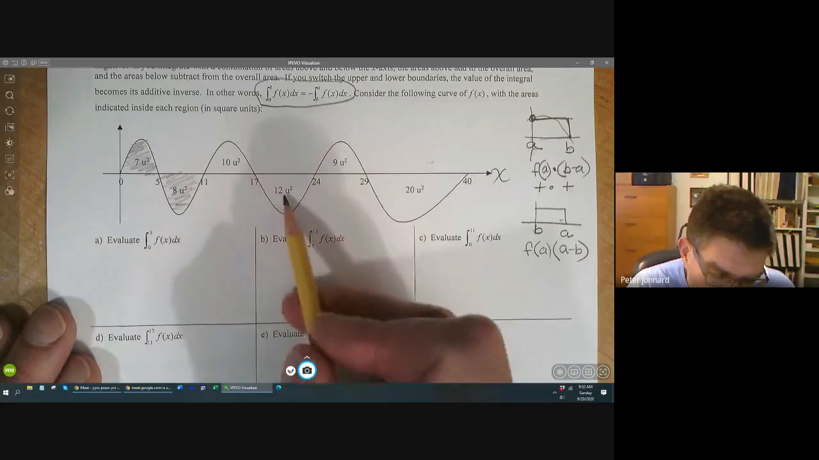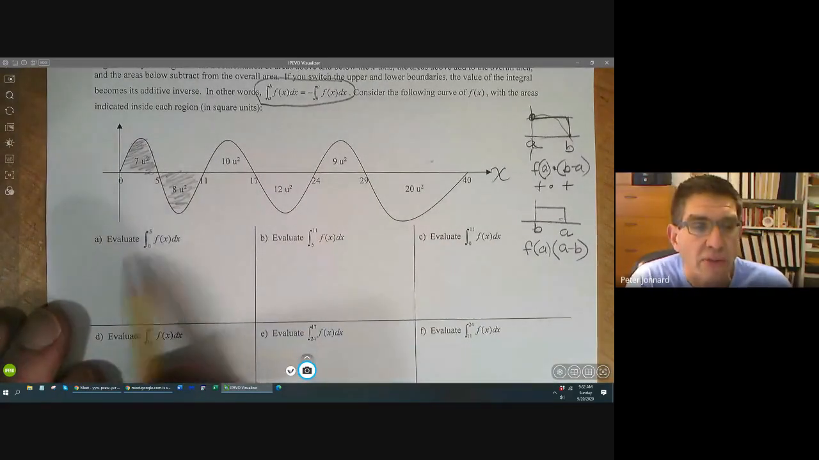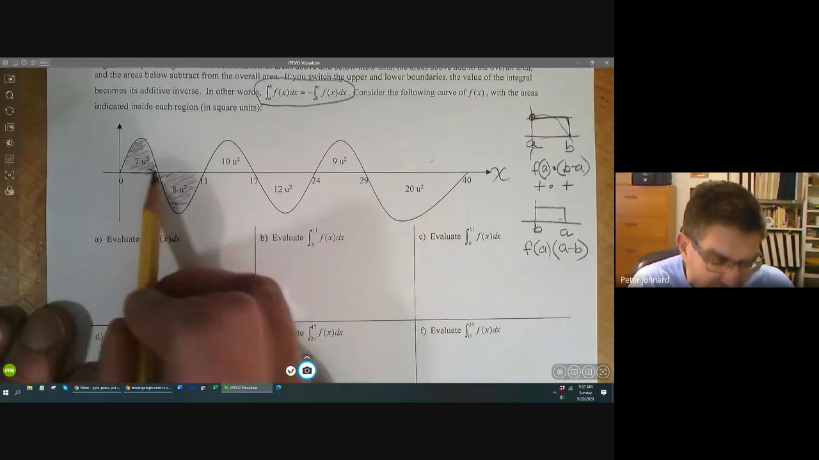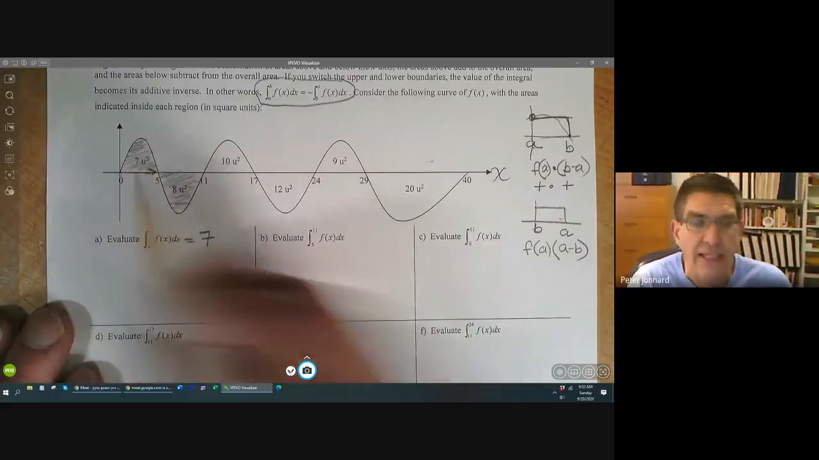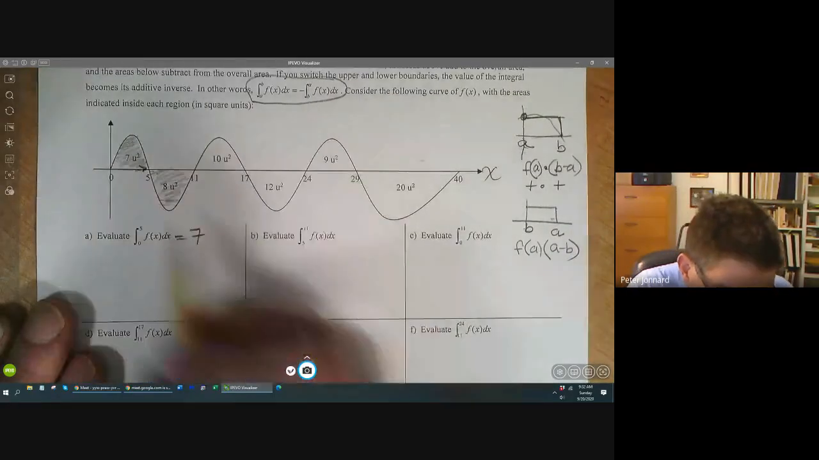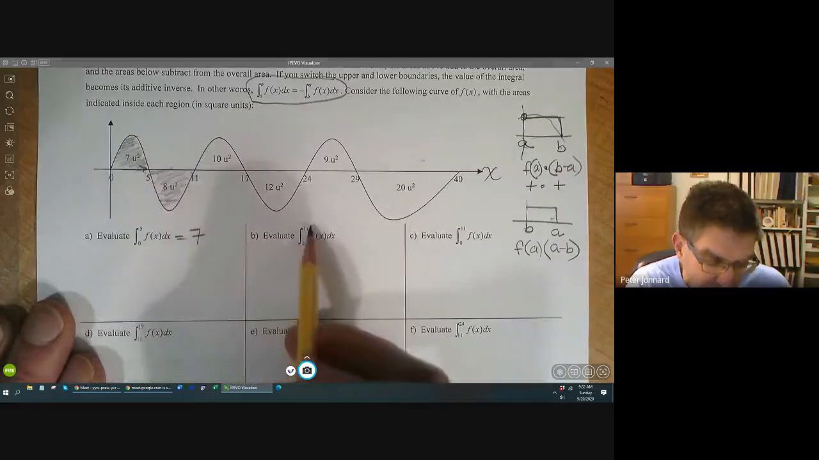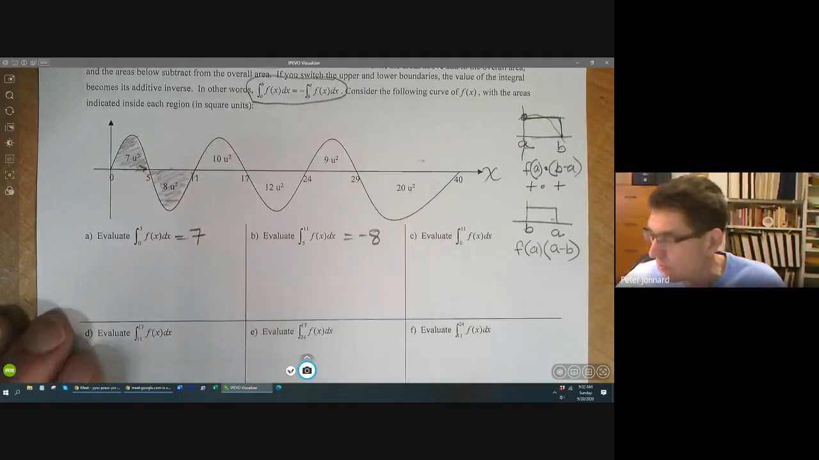This is 10, this is 12, this is 9, this is 20. Okay. And so you're going to get asked questions like this to evaluate the integral from, say, 0 to 5. Well, if I go from 0 to 5 in this direction, this is above, and so that would simply be 7 units because it's above the x-axis. Okay, if I go from 5 to 11, I'm going in increasing values of x. These are all underneath, and so that would equal -8, like so.